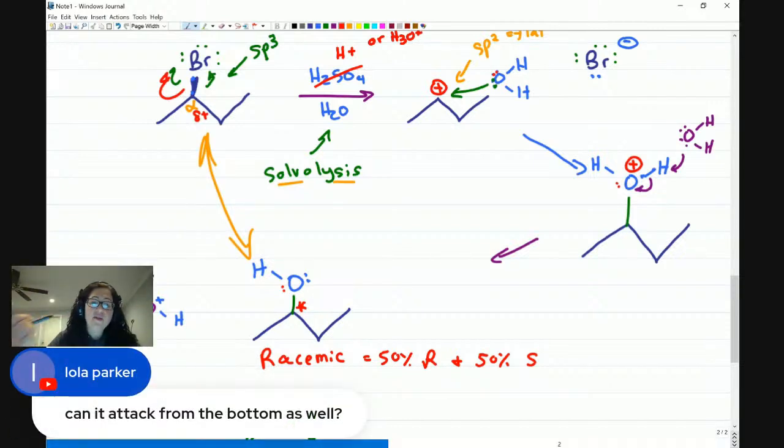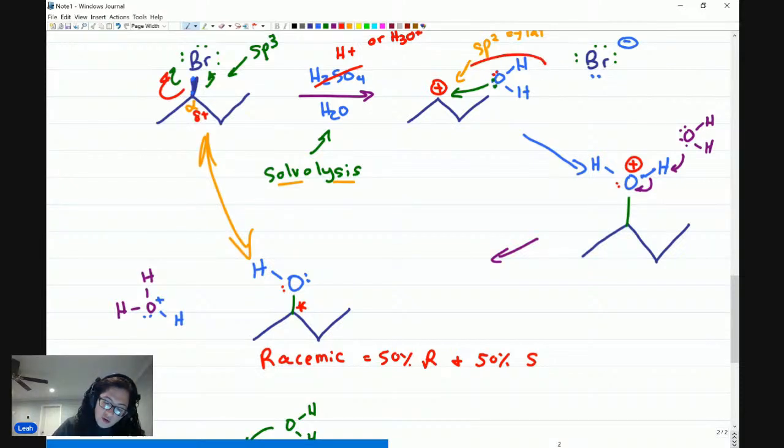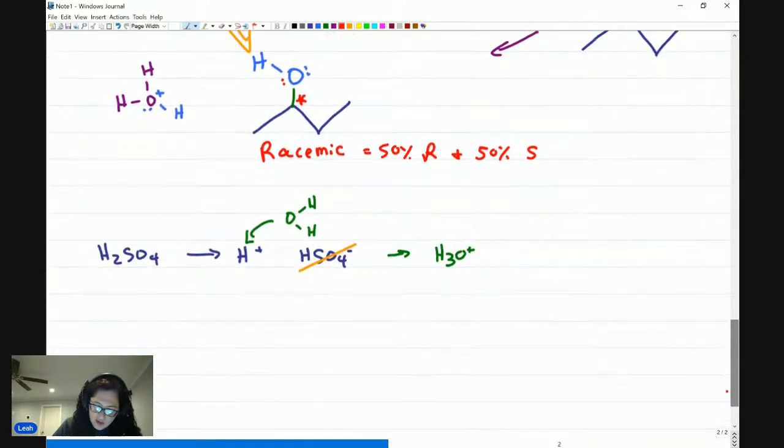So yes, it can attack from the top and the bottom. Here I showed it coming from the side, but technically it's a top or a bottom attack, and the product is racemic. So let's take a look at some of the different things that came up in this SN1 reaction so you can have some key takeaways.